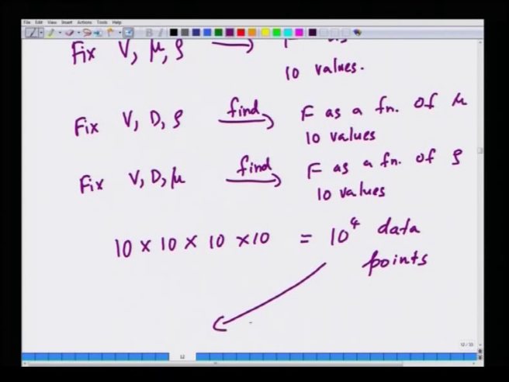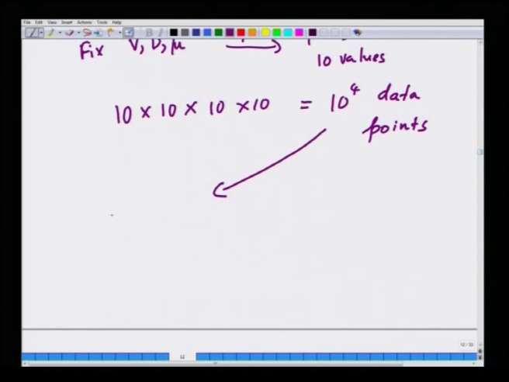So you have to do 10 to the 4 experiments to find all these, 10,000 experiments, which is extremely tedious and cumbersome. And even if you generate those 10 to the 4 data points, how are you going to make sense out of them, because you have 4 independent variables upon which F depends? So, how are we even going to plot such a large number of data points in which F depends on 4 independent variables? It is not at all an easy task.